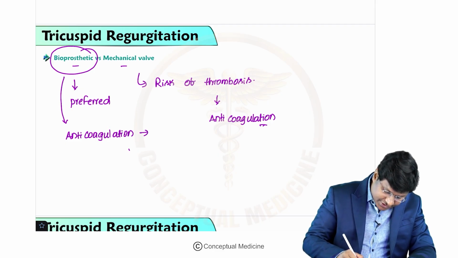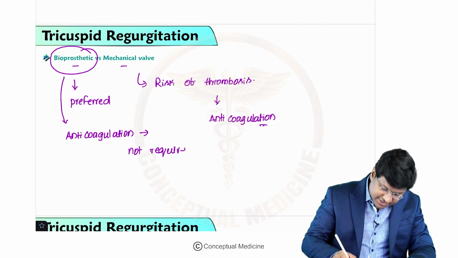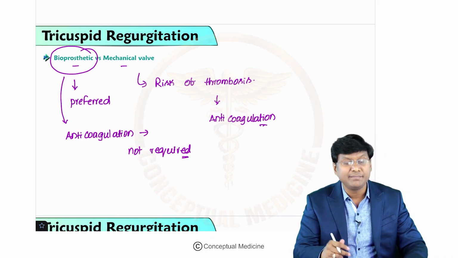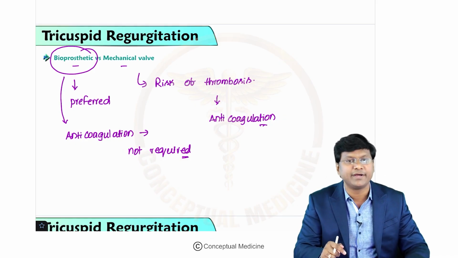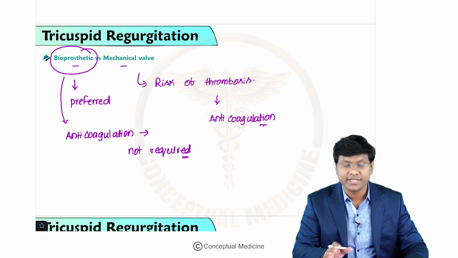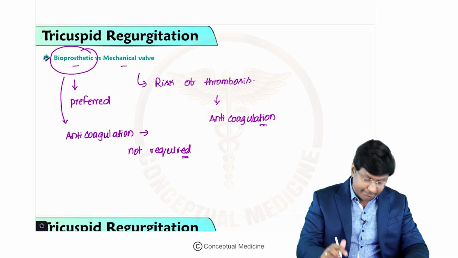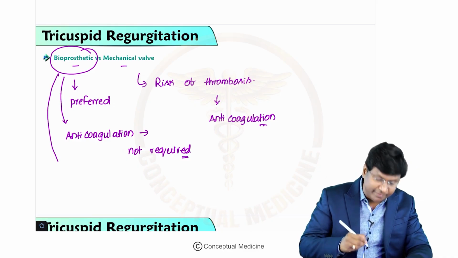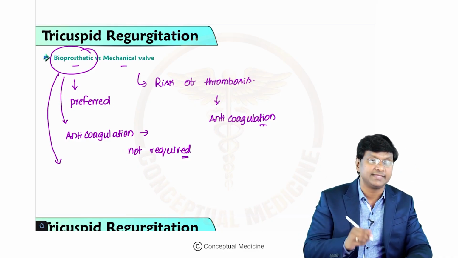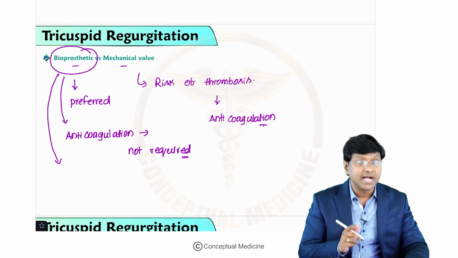Anticoagulation is not required in case of bioprosthetic valves. Why? Because the risk of thrombus formation over the bioprosthetic valve is less. So that is the reason why anticoagulation is not required for a bioprosthetic valve. But in which scenarios of bioprosthetic valve do you require the anticoagulation?